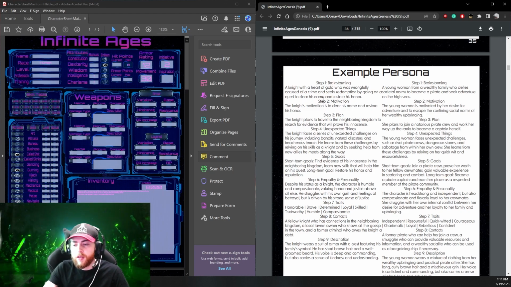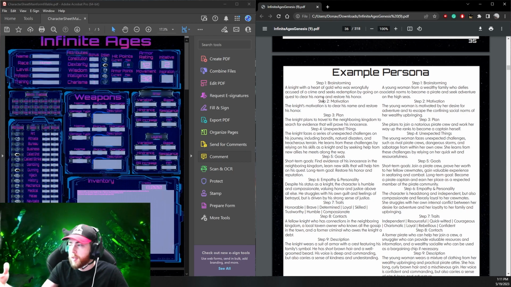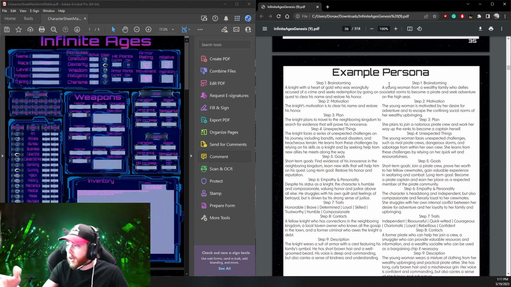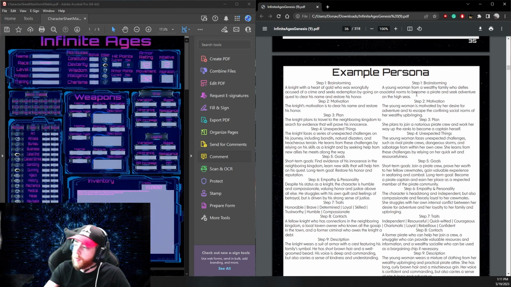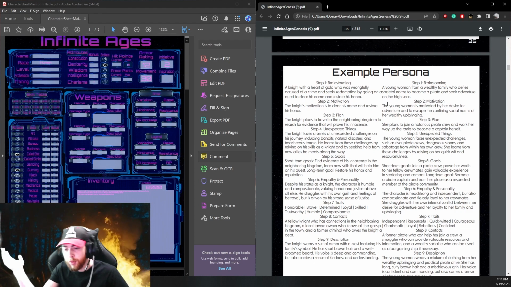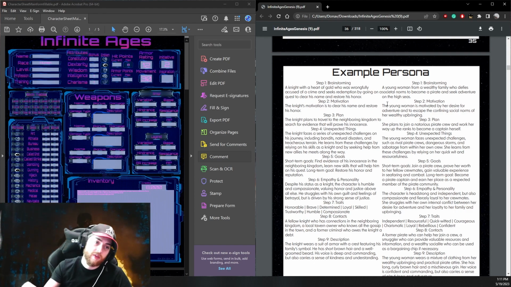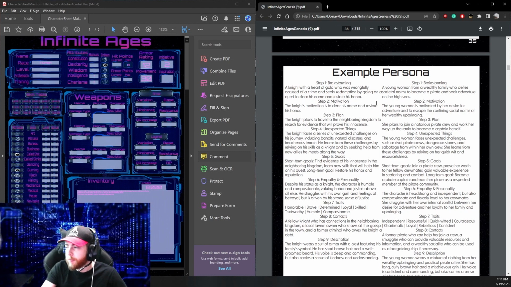So that could be his main drive for adventuring, right? Brainstorming is not necessarily that, because then you also have a young woman from a wealthy family who defies society norms to become a pirate and seek adventure on the high seas. So it can be something like a noble quest, or it could be just, I want adventure because my life's so bland. You can go multiple ways with that.